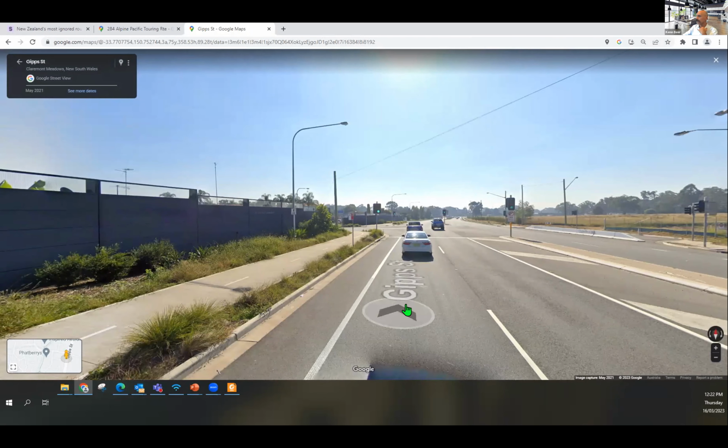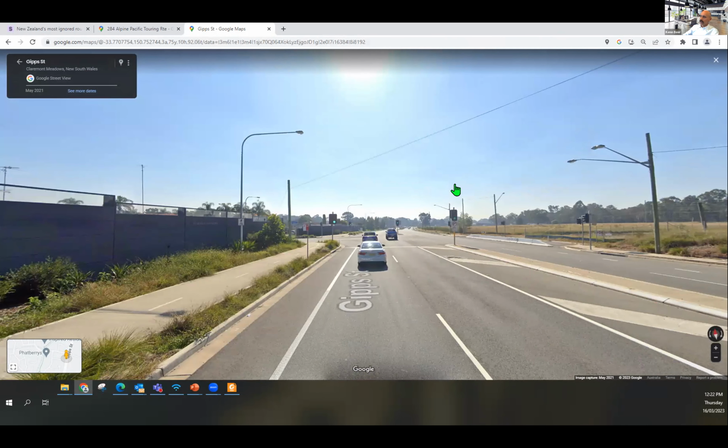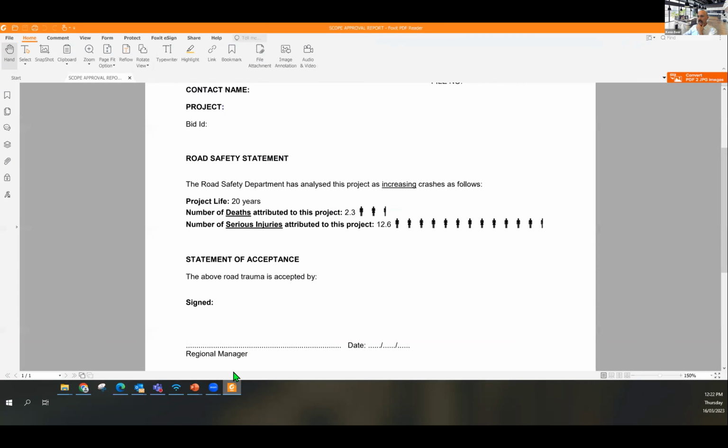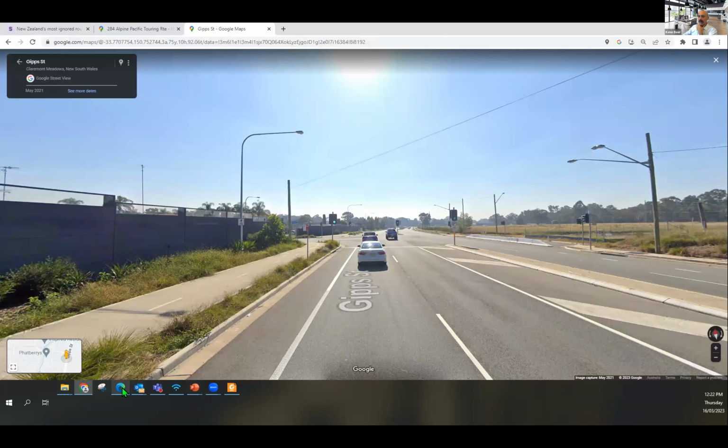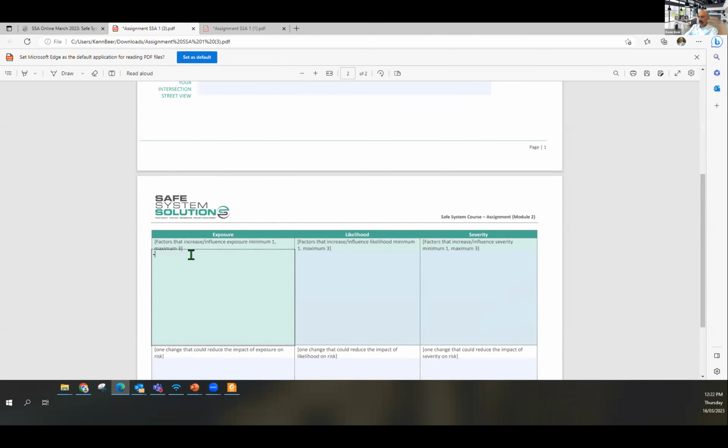Okay, so what we'll do here is say, what is influencing the exposure to crashes? Well, the exposure to crashes is going to be the volume of traffic going through here, the number of pedestrians, the number of cyclists. So you could look at what's influencing it, or you could be a bit more simplistic and just say, traffic volume on major road.